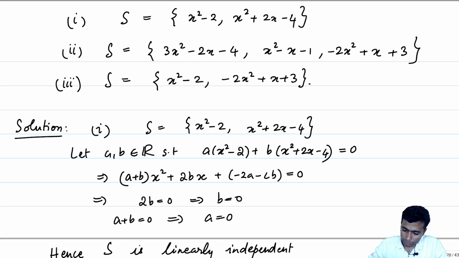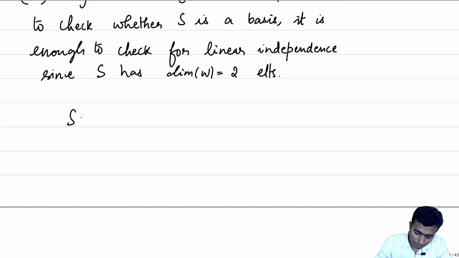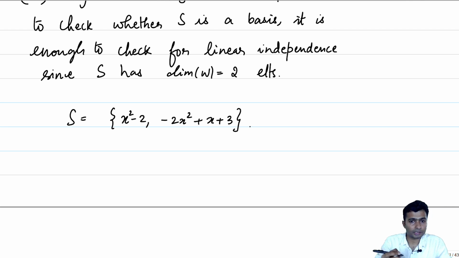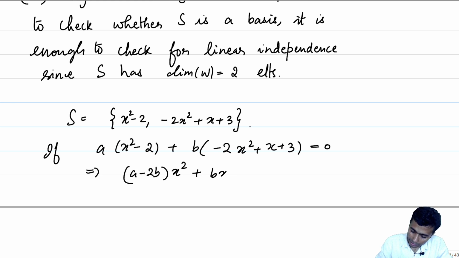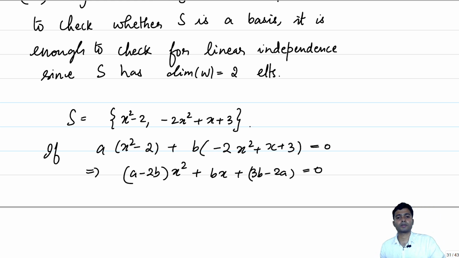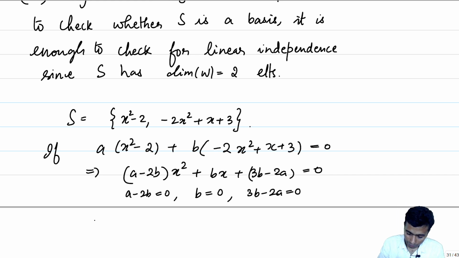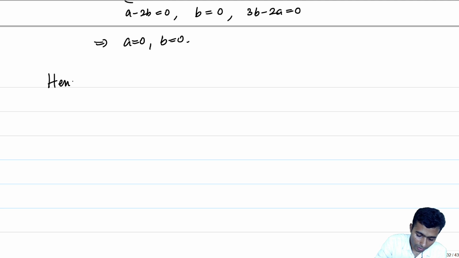What was the set S? S was x square minus 2, minus 2x square plus x plus 3. And the check for linear independence is straightforward. If a times x square minus 2 plus b times minus 2x square plus x plus 3 is equal to 0, this would imply a minus 2b times x square plus bx plus 3b minus 2a is equal to 0. And from this, we have a minus 2b is equal to 0, b is equal to 0, 3b minus 2a is equal to 0. The second equation already tells us that b is equal to 0, and along with the first or third, which is consistent, tells us that a is equal to 0 and b is equal to 0. Therefore, we have established that it is linearly independent, and therefore, it is automatically a spanning set, and which makes it into a basis of W.